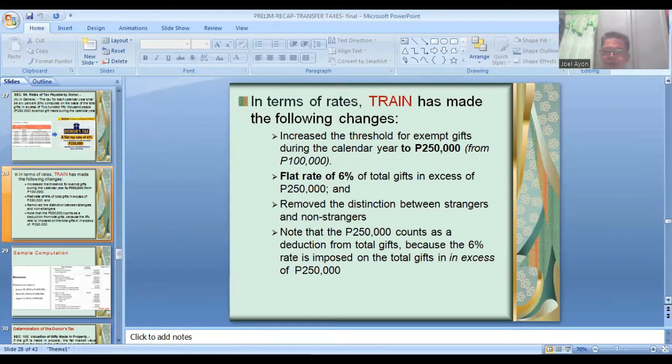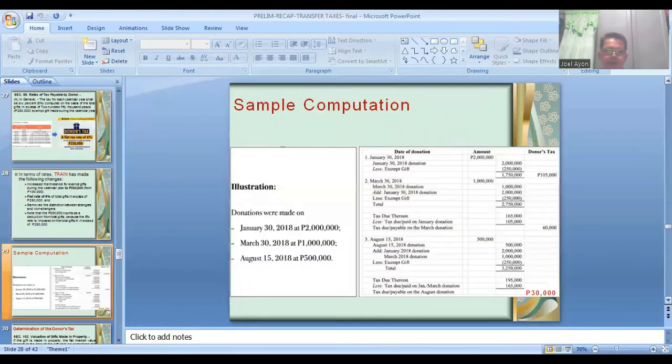All right. Moving forward, as you can see in this slide, we have a sample computation in getting the donor's tax. Based on the illustration, three donations were made: January 30, 2018, then March 30, 2018, then August 15, 2018. How are you going to compute for the donor's tax in the calendar year 2018? First, on January 30, 2018, there was a donation of 2 million.